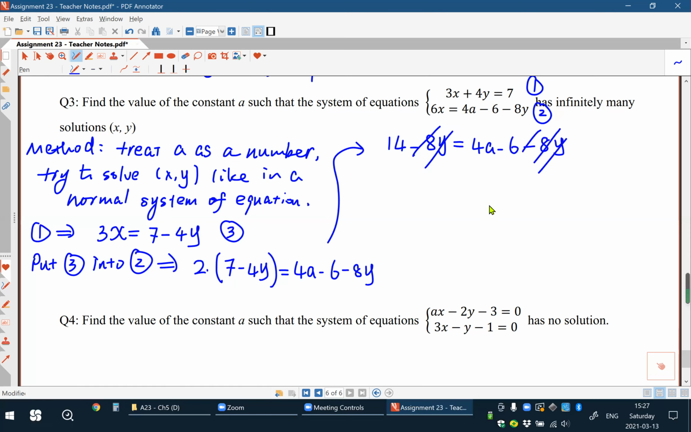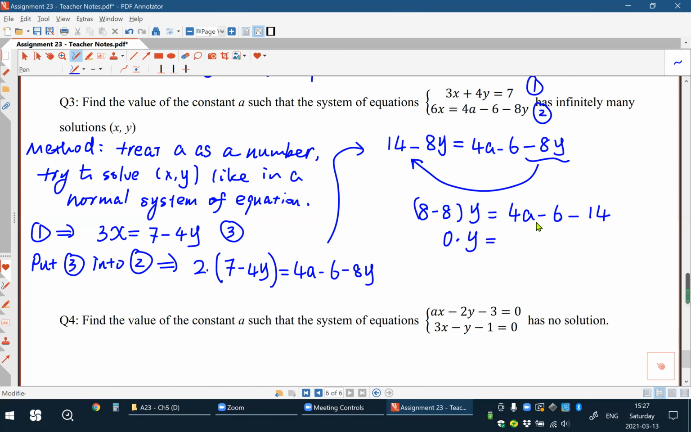So at first glance, we can eliminate the 8y, right? But do not do that, because now we want to solve for a. If you want to solve for a, it's better to leave the 8y there. So that means we can put this to the left-hand side of the equation. This will give you 14 minus 8y minus 4a minus 6 minus 8y equals 4a minus 6 minus 14, right? So that means 0 times y equals how many there? 4a minus 20, right?